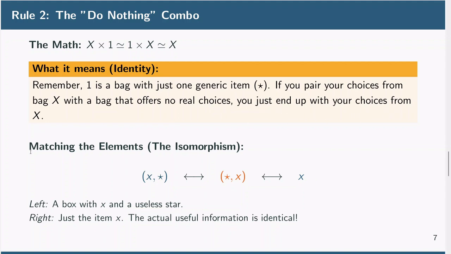Matching the elements, we see that x, star corresponds gracefully to star, x, which effectively is just the item x. On the left side, you have a box with x and a useless star. On the right, you just have the item x. The actual useful information you hold is completely identical.